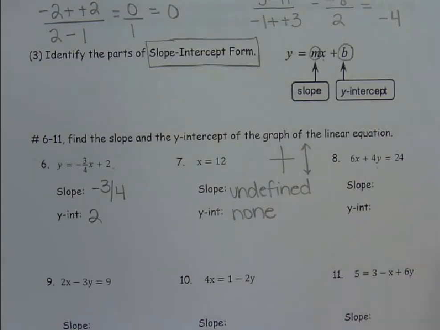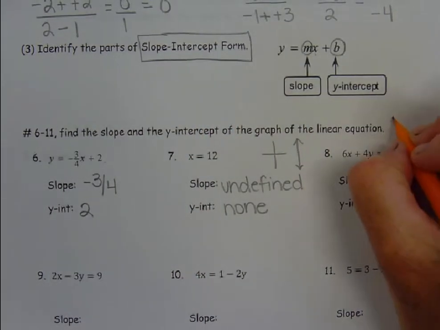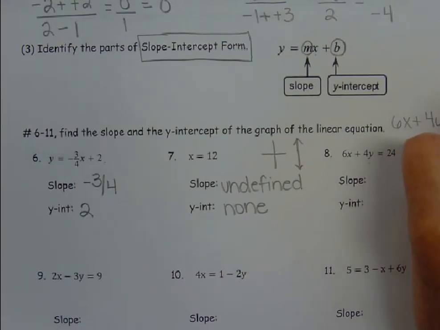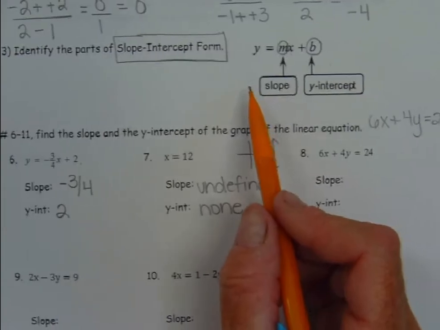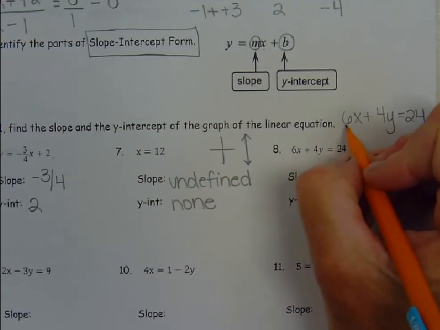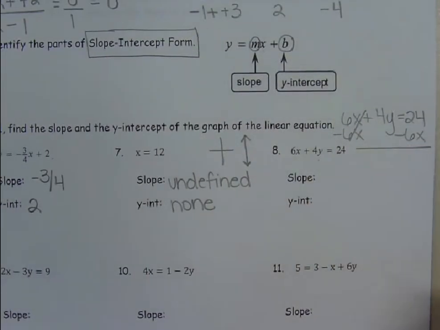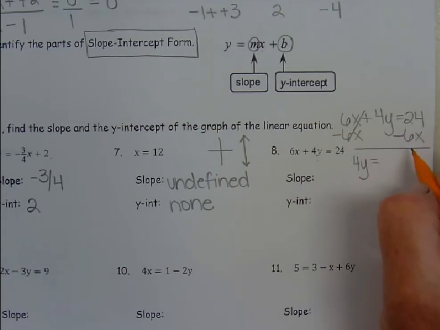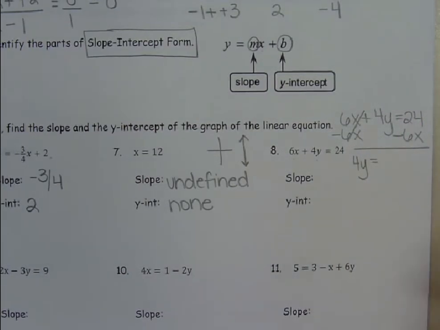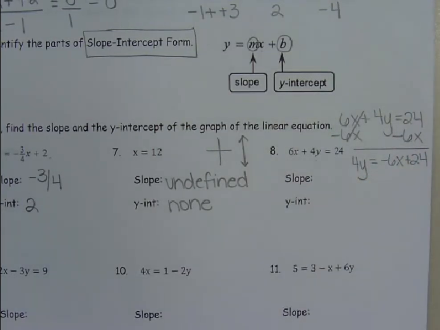In this case, I have an equation for a line, a linear function again, but it is not written in slope-intercept form. So I'm going to get it to slope-intercept form. In order to do that, I have to get y by itself. So I'm going to subtract 6x and bring that to the other side. So I have 4y equals, I cannot put these together because one has a variable and one does not, so they are not like terms, equals negative 6x plus 24.